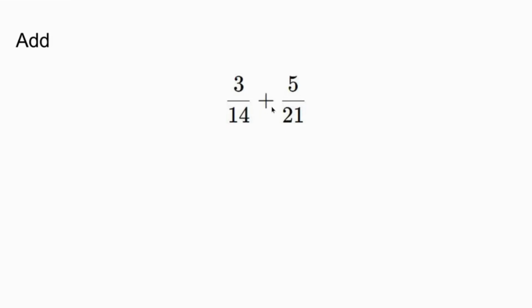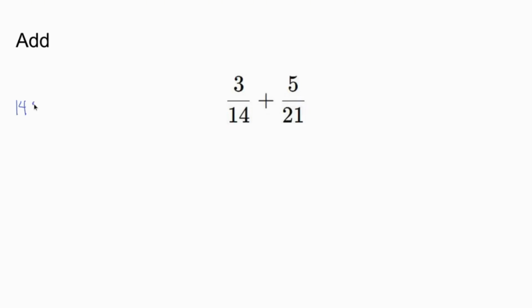Add 3 over 14 plus 5 over 21. Now, when adding fractions, you need to make sure that the denominators are the same. They're not. I have 14 and 21. So if you're not sure what the least common denominator is, there's absolutely nothing wrong with going off to the side and finding it the old-fashioned way.